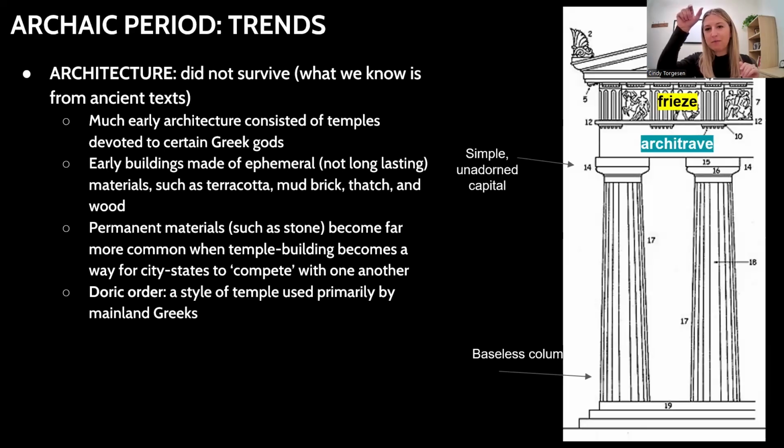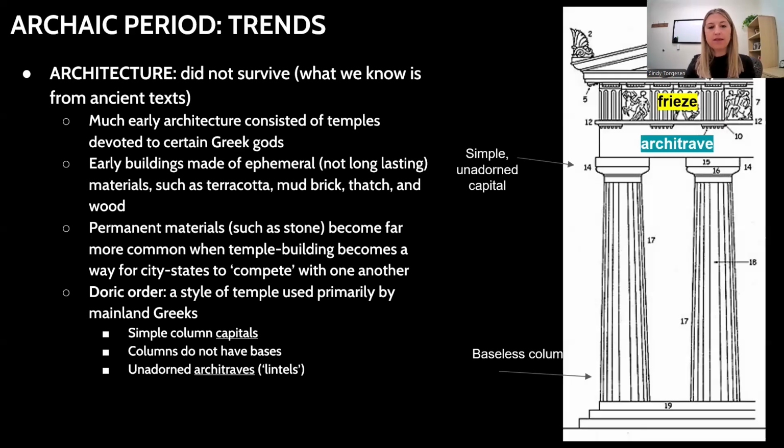And then also, sorry, going back to the column, you're going to have a baseless column, meaning that the base goes directly onto the ground of the temple, as opposed to having some sort of adornment in between the ground or the floor of the temple and the bottom of the column. So you have simple columns, no bases, unadorned architraves.